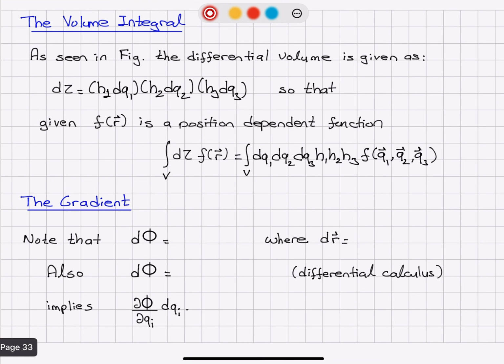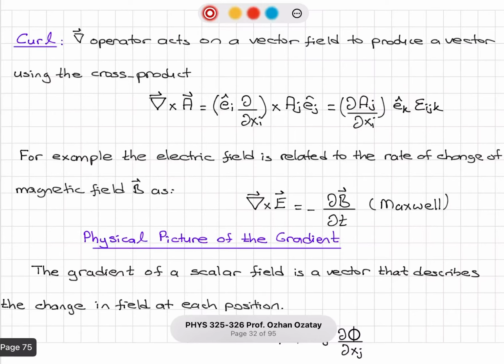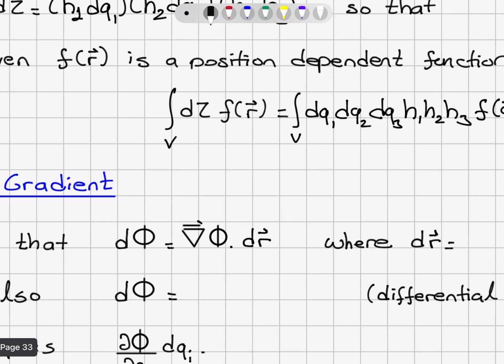Now let's take a look at this definition again. The change in the scalar field phi is gradient of phi dot product with the displacement. So we're going to take a dot product of the gradient of phi with the displacement dr. This is going to give us the change in the scalar field.